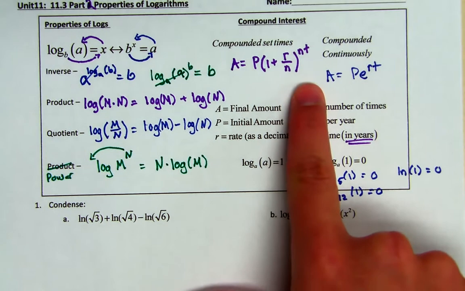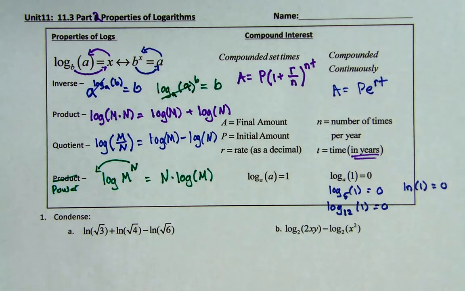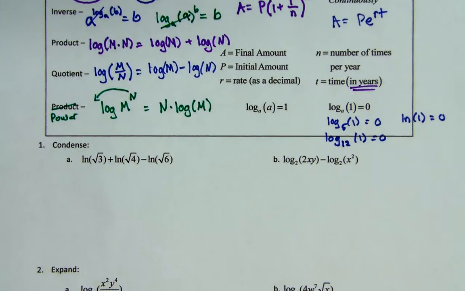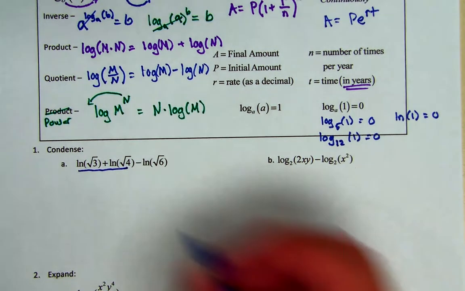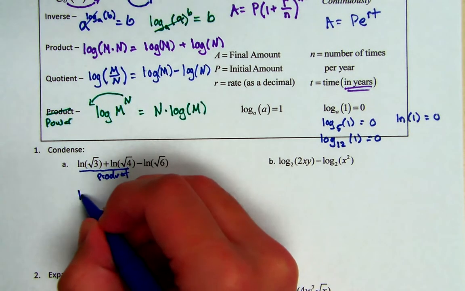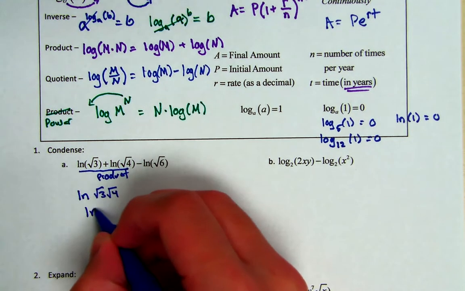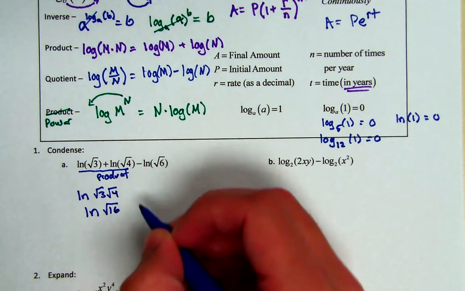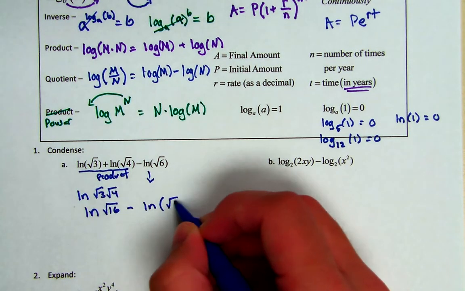This is going to come in handy for 11.4, which you're learning next. So let's go and condense and expand. So condensing. Again, first thing I see right here is addition. So I'm thinking a product. So let's turn that into a product. Natural log of square root of 3 times square root of 4. Well, that's the natural log of the square root of 12. Bring down minus natural log of 6.